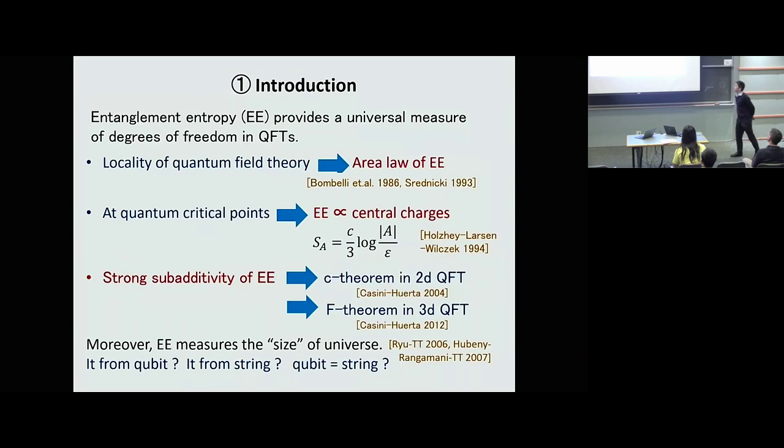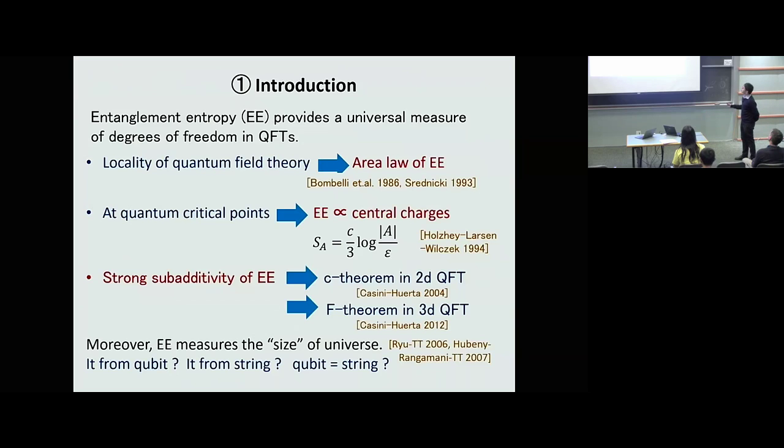This is the introduction. Entanglement entropy provides a universal measure of the degrees of freedom of quantum field theory. It's quite universal. For example, the locality of quantum field theory basically leads to the area law of entanglement entropy. Bombelli et al. and also Srednicki first found this area law.